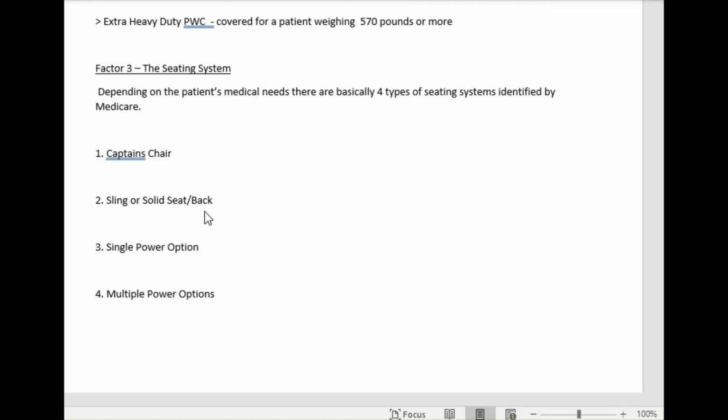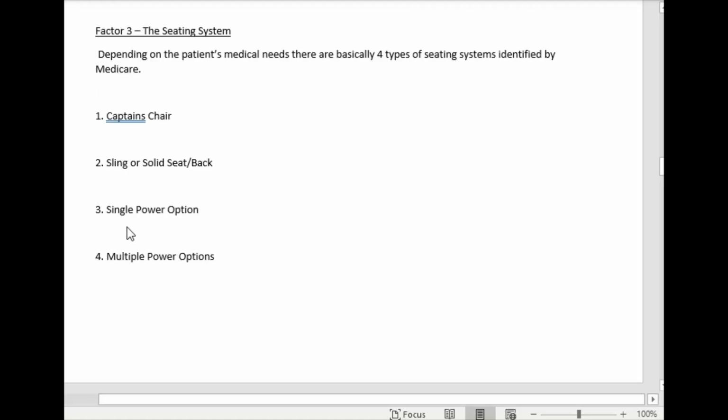Either way, option 1 and option 2 are both static seats. The seat doesn't tilt, recline, or elevate. However, option 2 has an upgraded cushion on it, while option 1 does not. Captain's chair is just the captain's chair. They sit on the captain's chair. Sling or solid seat back is going to have a solid seat pan, so they need to put another cushion on top of that. Single power can mean either tilt or recline.